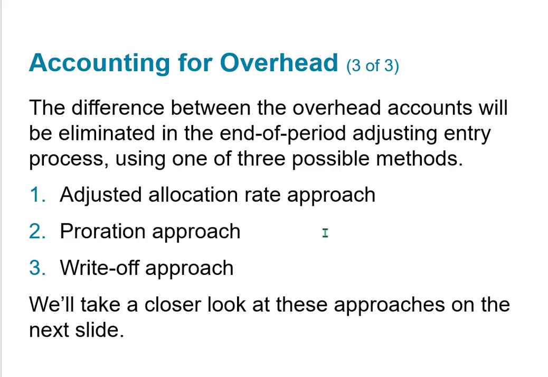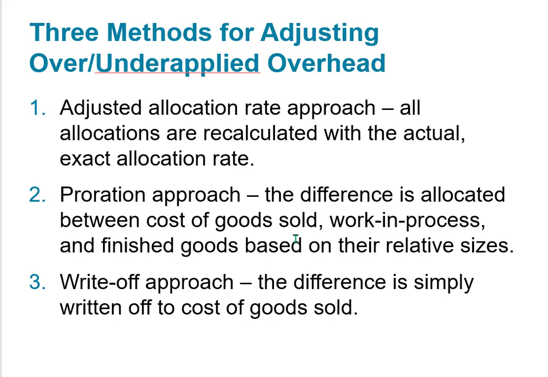Underallocated indirect costs occur when the allocated amount of the indirect cost is less than the actual. So overallocated indirect costs occur when the allocated amount of indirect costs in an accounting period is greater than the actual, okay? And we've got three different ways to adjust it. We can use the adjusted allocation rate approach, we can prorate it, or we can just write it off. You know, my preference is the simplest of all three, as long as it doesn't make any difference in anyone's decision making. Okay, so as you can see, we've got three methods here.